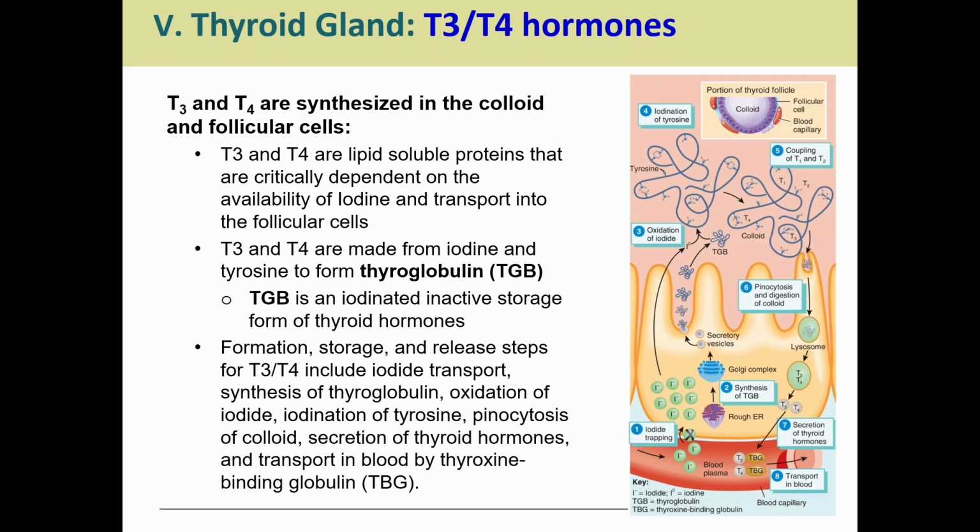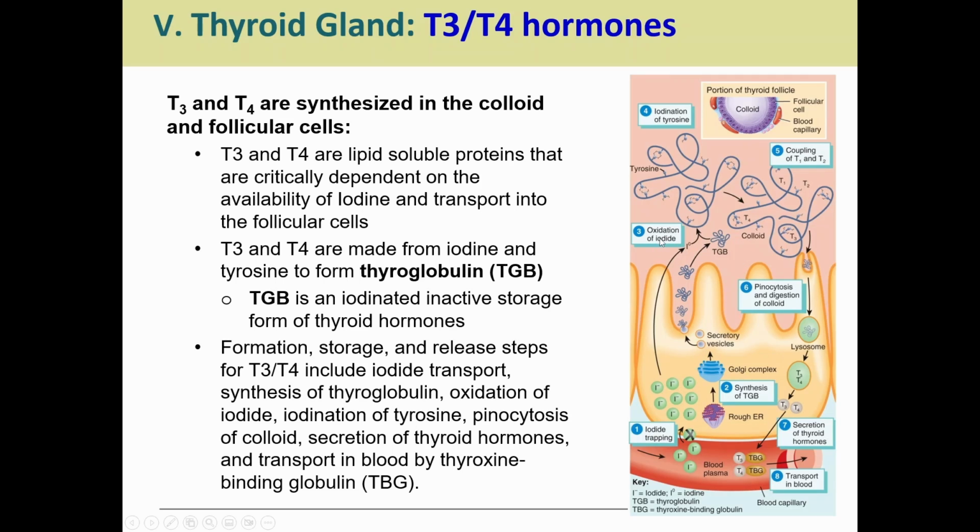So T3 and T4 are made from iodine as well as tyrosine to form thyroglobulin, or TGB. This is going to be just an inactive form so that we can store it and then we can activate it to release it later. Right, so if we're looking at the picture of what's going on, we have iodide, so just iodine ions that have been trapped from the blood and pulled in. We then produce that TGB, the thyroglobulin. We secrete it into the space, right, into the colloid space in the follicle.